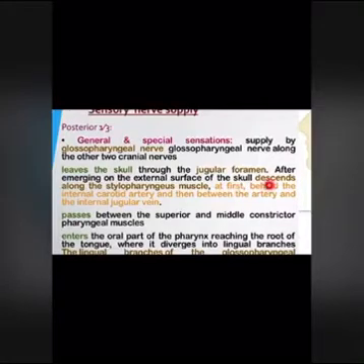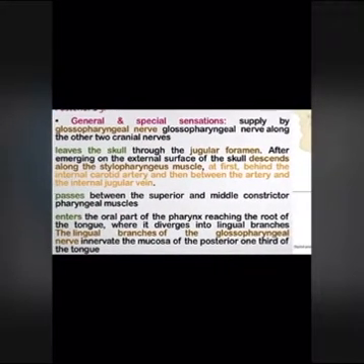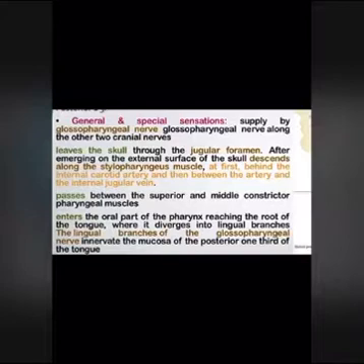At first it lies behind the internal carotid artery, and then between the artery and the internal jugular vein. It passes between the superior and middle constrictor of the pharyngeal muscle and enters the oral part of the pharynx, reaching the root of the tongue, where it divides into the lingual branch. The lingual branch of the glossopharyngeal nerve innervates the mucosa of the posterior one-third of the tongue.